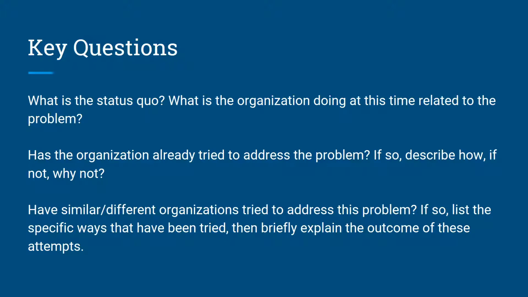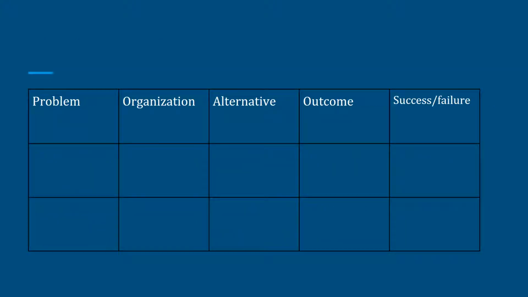If so, I want you to think about providing a table where you list the specific ways that they have been tried in the past. And you can describe whether or not those have been successes or failures in the past. Which of the attempts to solve this problem have been innovative alternatives, incorporating creativity, novel thinking, and technology? Why were these successful or failures?